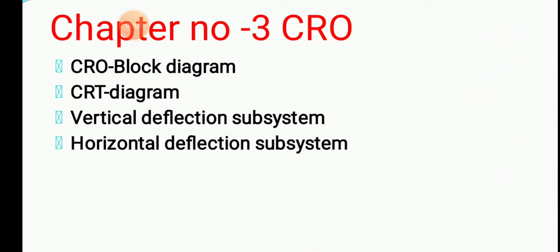Today we will discuss the concept of CRO, that is chapter number 3. That stands for cathode ray oscilloscope. The contents of CRO are the CRO block diagram, the CRT diagram, that stands for cathode ray tube, the vertical deflection subsystem, and the horizontal deflection subsystem.